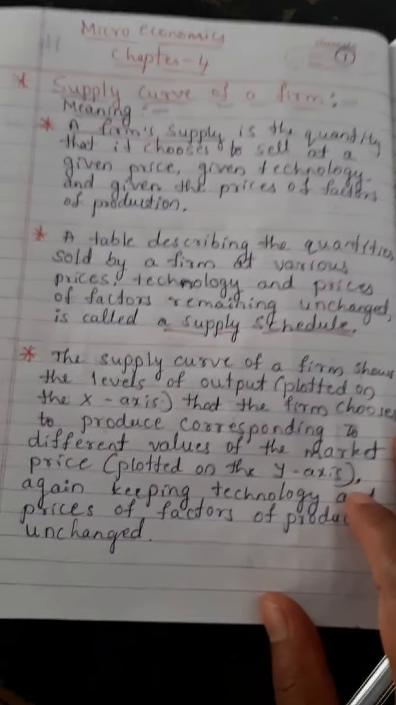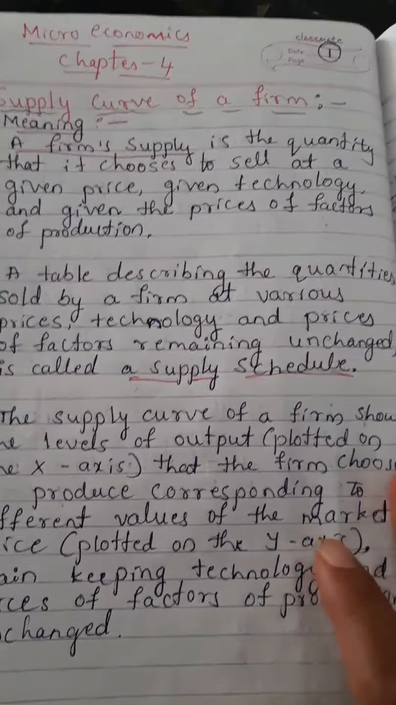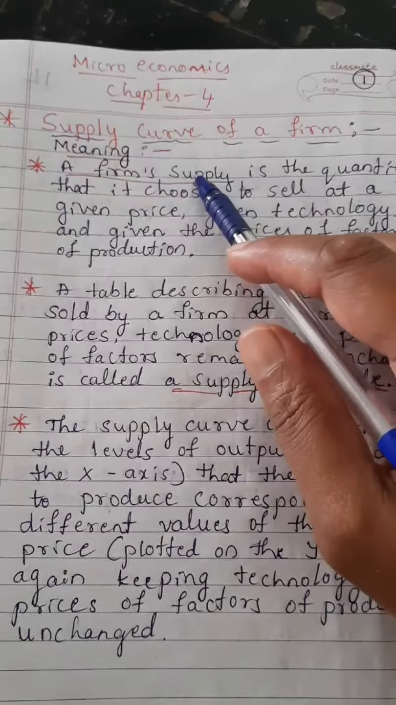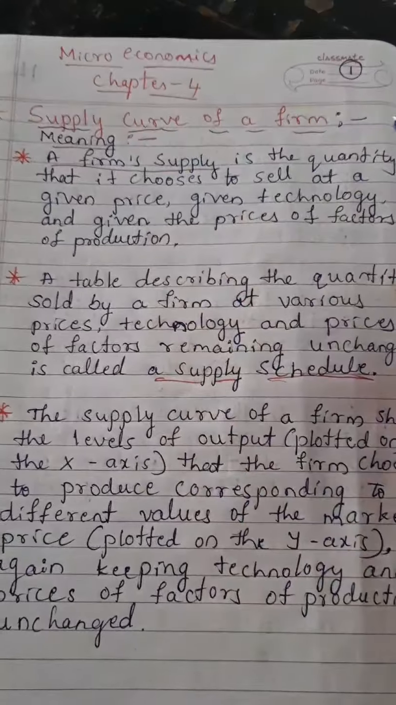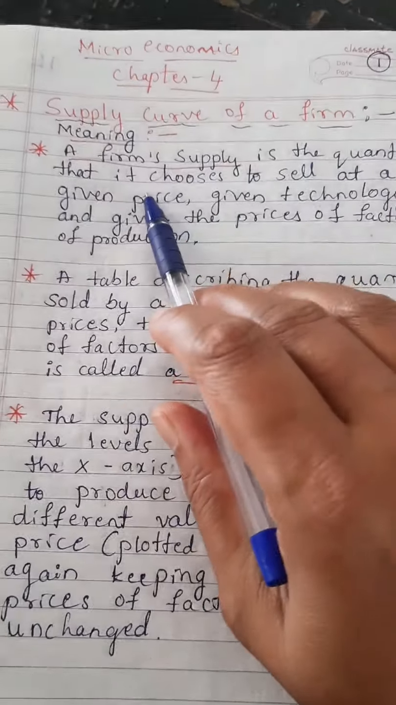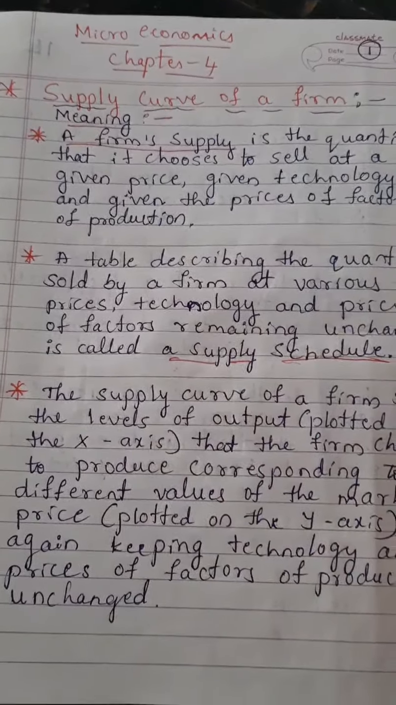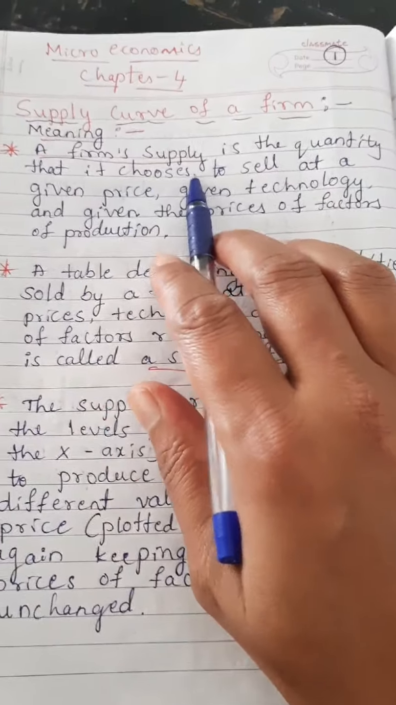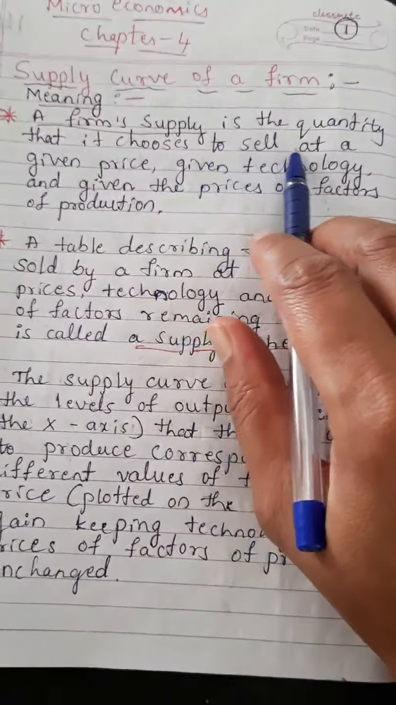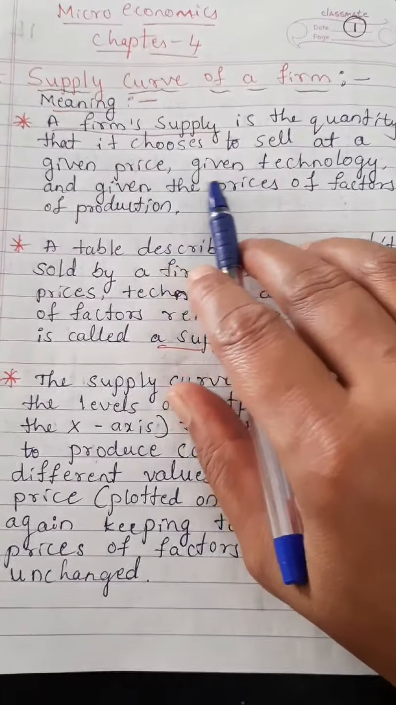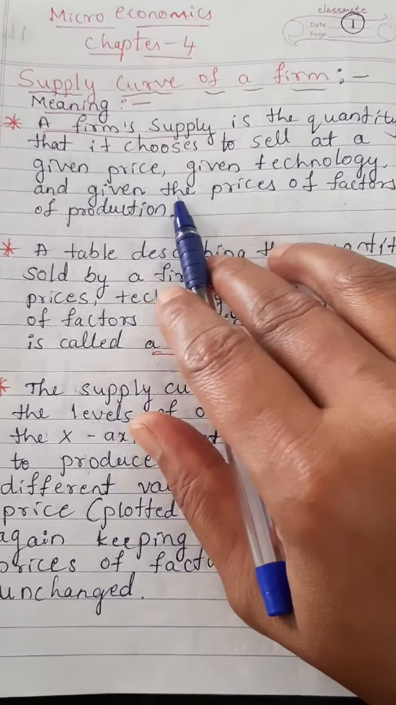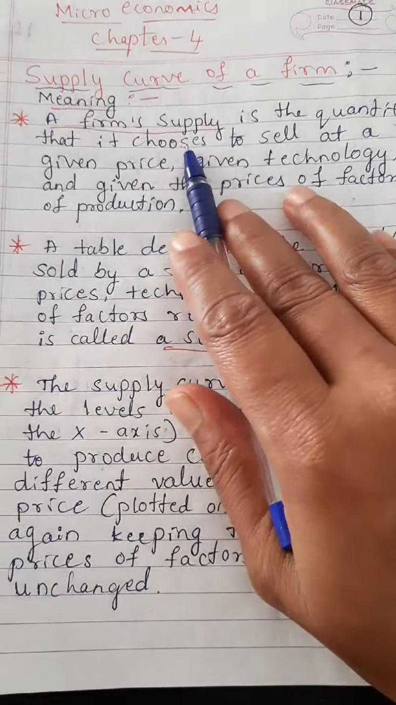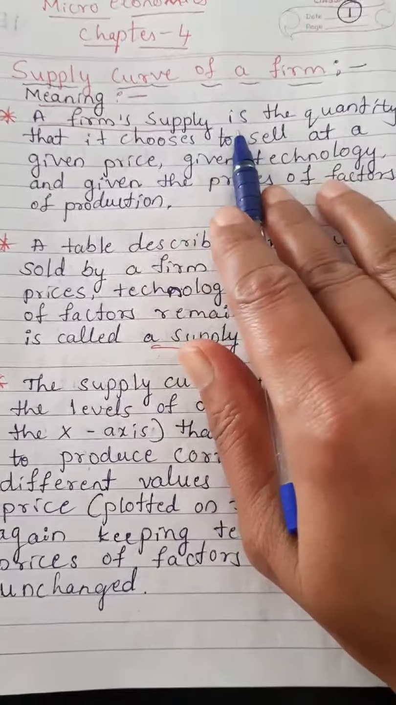In the last video we discussed the three conditions of profit maximization and the meaning of profit. In this video the important concept we are discussing is the supply curve of a firm. First we need to know what a supply is, what a supply curve is, what a supply schedule is. Here firm's supply is the quantity that it chooses to sell at a given price, given technology and given the price of factors of production. It is called firm's supply.